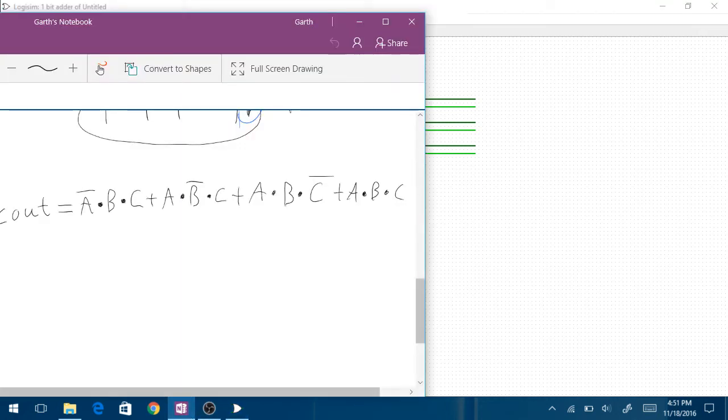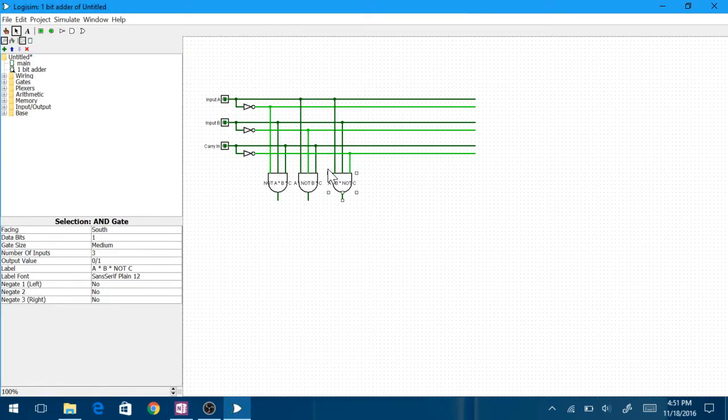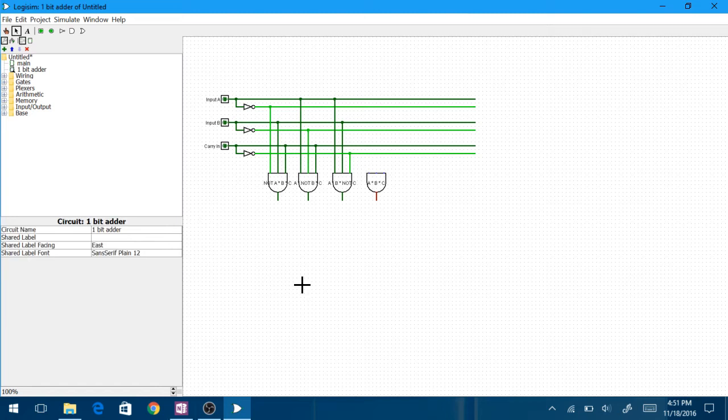And now I have the final product here, A times B times C, for this last product right here. I create an AND gate since I'm multiplying A and B and C together, and I change the label and say A times B times C. I hook it up to our A line and to our B input line, and then to our C input line as well. So now I've got our four products here.